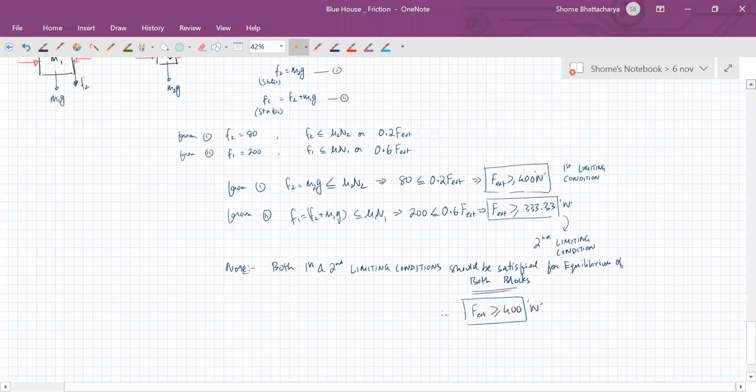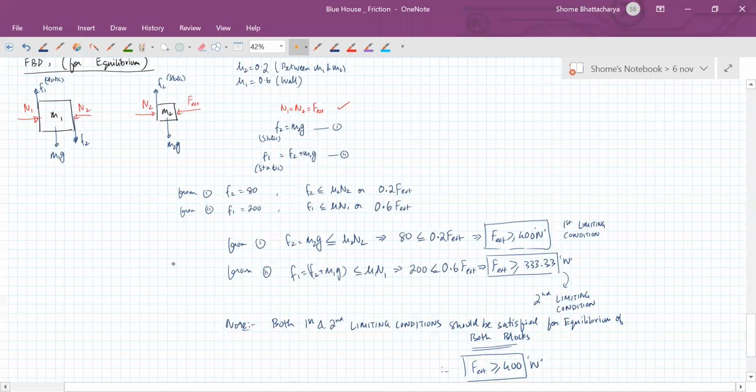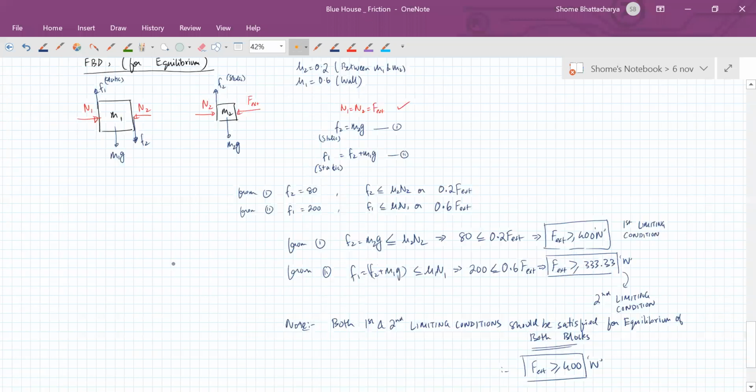Okay. We can use a bit of shortcut by making a combined FBD of the two of them to check the condition on F1, the friction on the wall. But we still have to check the condition for F2, the friction on the block M2, and we have to get the two limiting conditions. One limiting condition is not enough because there are two possible places where slipping can occur. Slipping can occur between the wall and M1, and slipping can also occur between M1 and M2. So we have to check that at both places there is sufficient friction to prevent slipping. So that's why the two limiting conditions have to be checked independently.